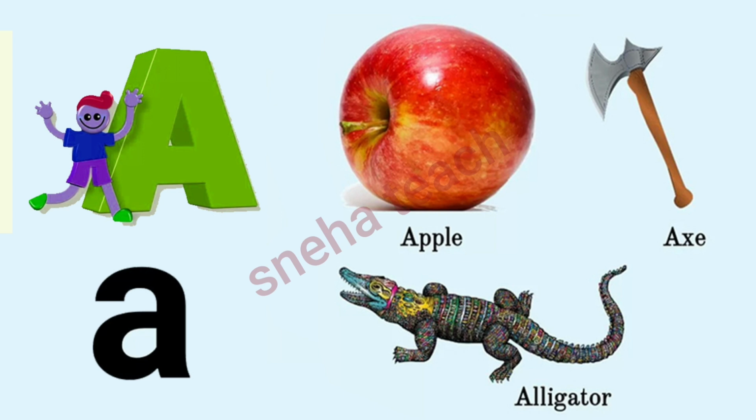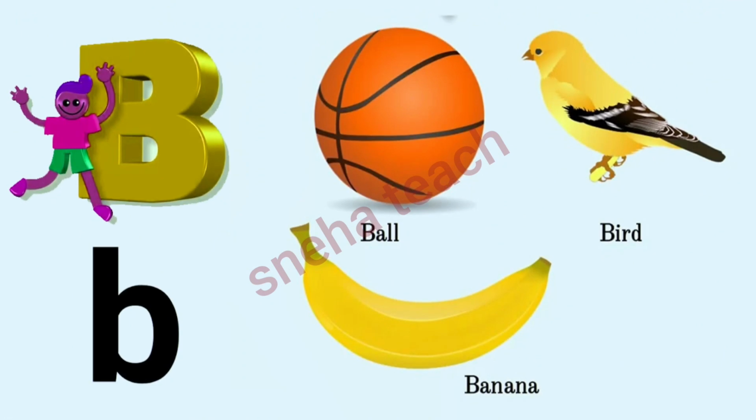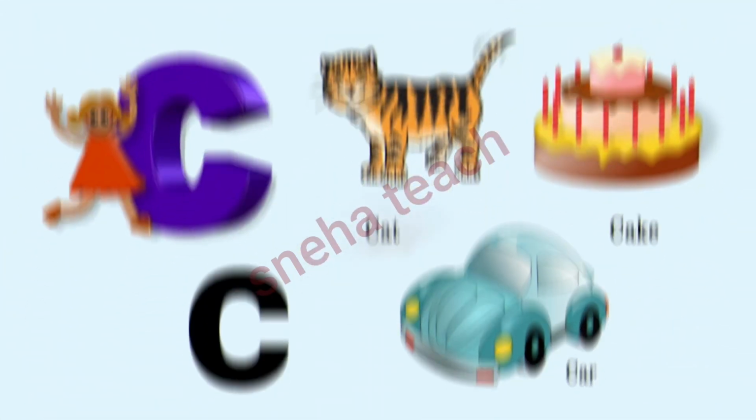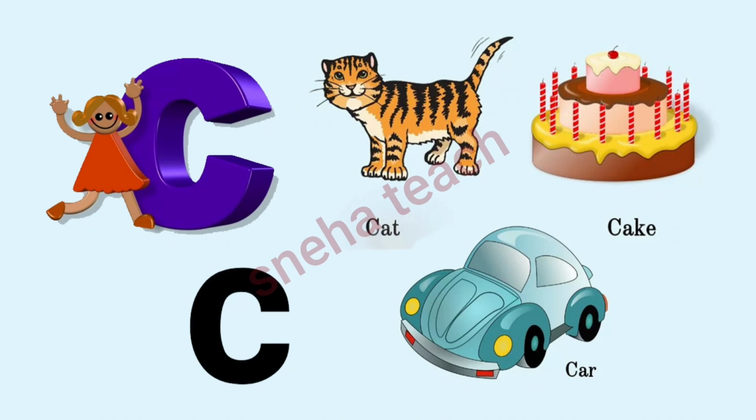A for apple. A, alligator. B, B for ball. Banana, bird. C, C for cat. Cake, car.